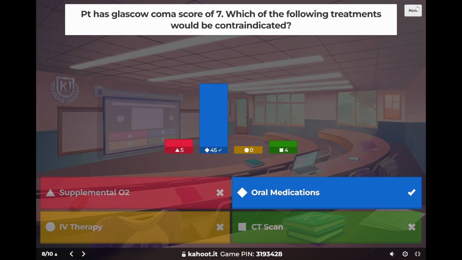Supplemental O2 just goes through the nose. They're just going to breathe normally. They'll be fine. IV therapy, CT scans, not a problem there. It's just the orals because they can't swallow.